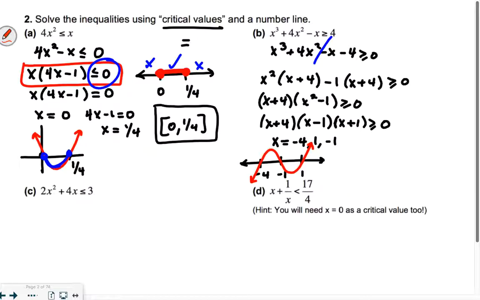Now, some of them are tricky. Some of them have multiplicity. Like, if 1 was listed twice as an answer, there are weird things that go on there. You might just want to check then. Yeah, it bounces then, right?